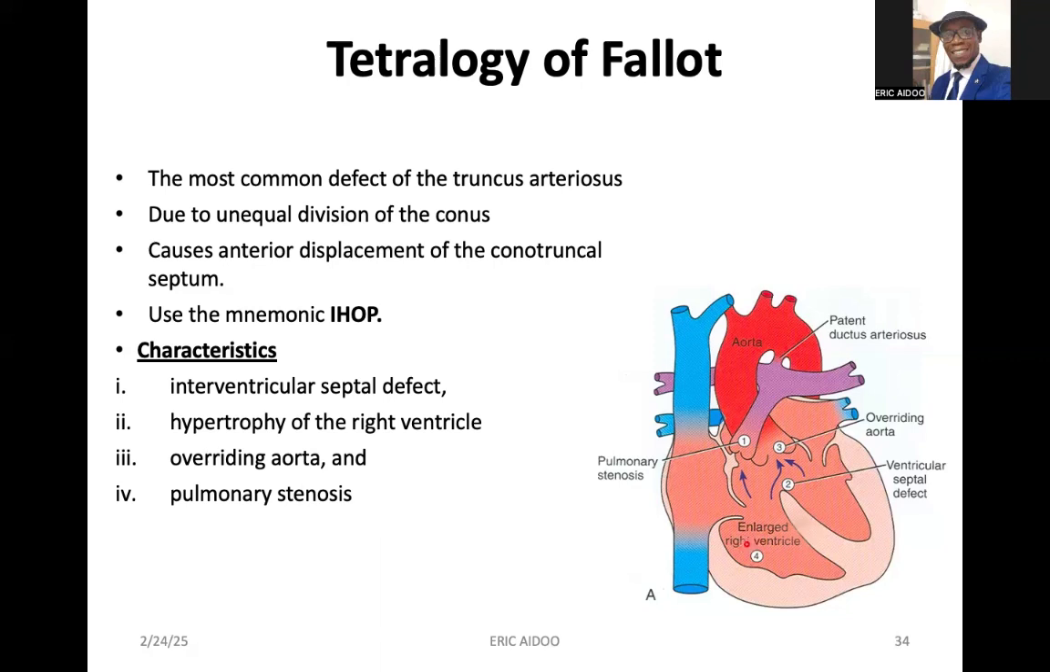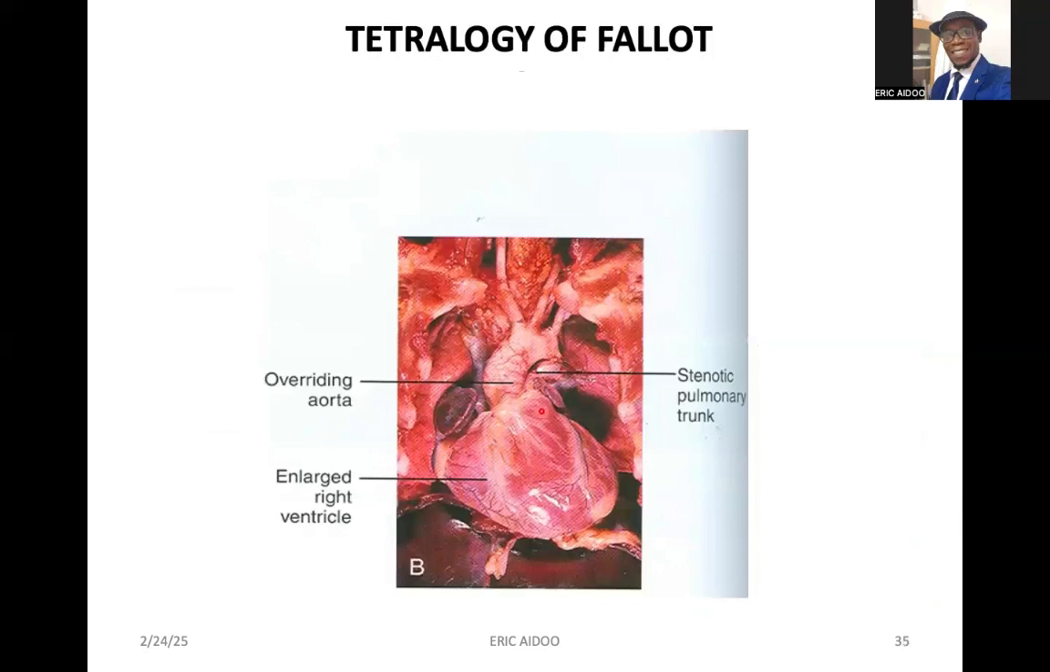So, in fact, the tetralogy of Fallot is interrelated. Once there is unequal division of the aorta and the pulmonary trunk, you are going to have interventricular septal defects. And the pulmonary stenosis is also going to lead to hypertrophy of the right ventricle. So this is an image showing this big aorta and small pulmonary trunk, so overriding aorta, and an enlarged ventricle, so hypertrophy of the right ventricle.